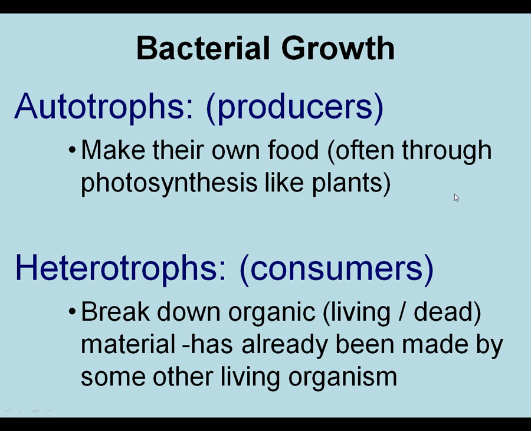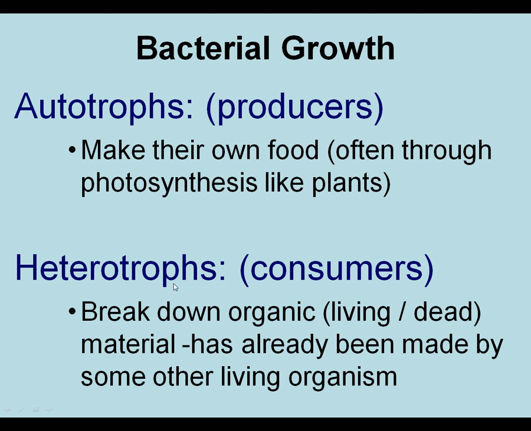Cool. All right. So getting towards the end. Two other points. Bacteria can be considered either autotrophs, which means they make their own food, usually through photosynthesis, like plants. So these are plant-like bacteria. They're producers. They make their food through photosynthesis. And the best way to remember that is autotroph. They're kind of automatic. They make their own food.